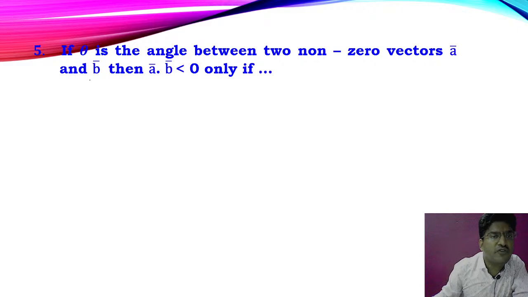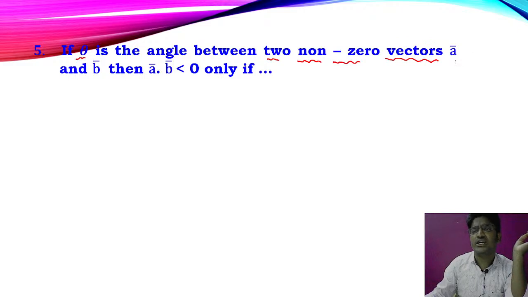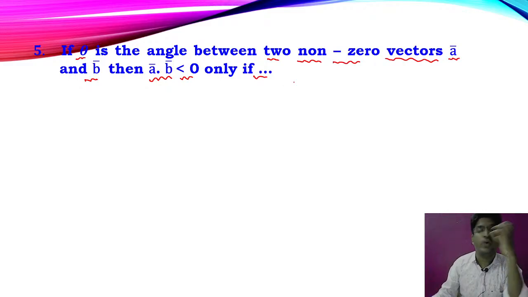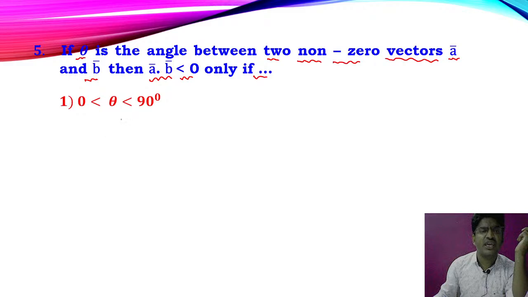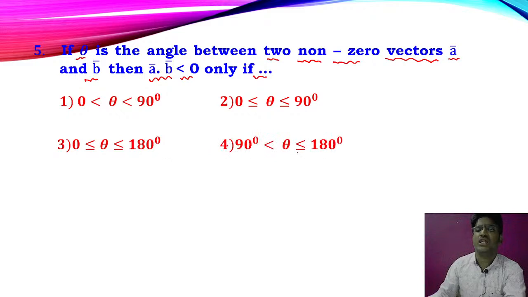If theta is the angle between two non-zero vectors, that is vector A and vector B, then vector A dot vector B is less than 0 only if. Okay, so the options: option 1, if theta is greater than 0 and less than 90; option 2, if theta is greater than or equal to 0 and less than or equal to 90; option 3, if theta is greater than or equal to 0 and less than or equal to 180; option 4, if theta is greater than 90 and less than or equal to 180.